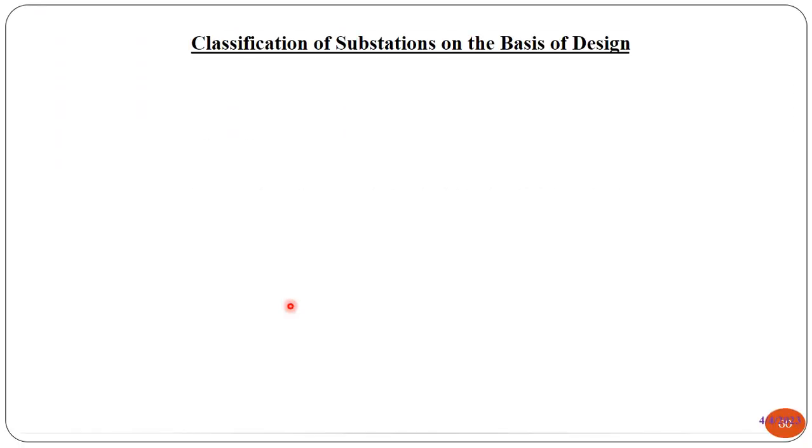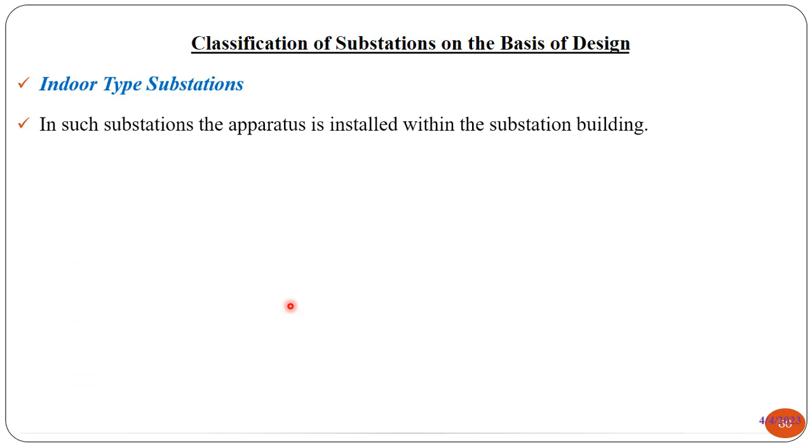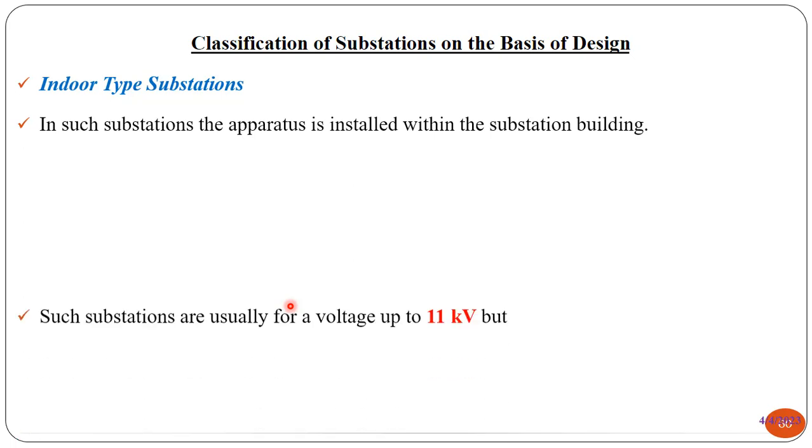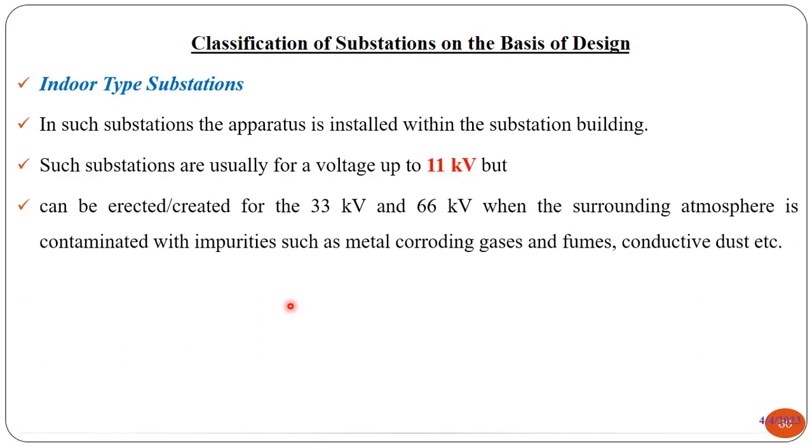So there is a classification of substations on the basis of design. In indoor substations, the apparatus is installed within the substation building. Such substations are usually for 11 kV, but can be erected for 33 to 66 kV when the surrounding atmosphere is contaminated with impurities such as metal corroded gas.